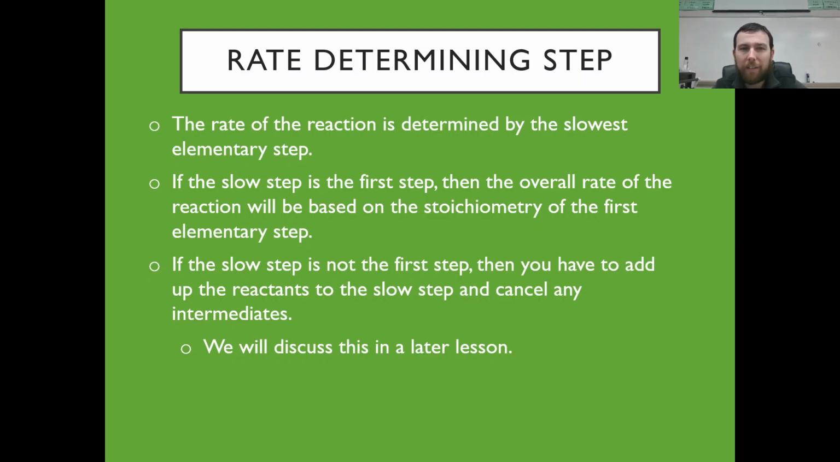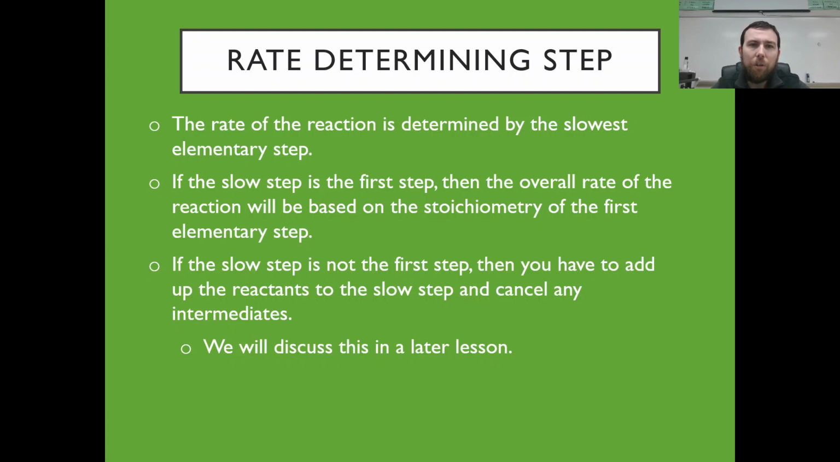If you're running a relay, it doesn't matter how fast you're going. If you run really fast, your partner runs really fast, but then your third teammate runs really, really slow, that's going to impact your overall time. It doesn't matter that you ran the first two legs really well, the slower third one is going to slow things down. The same thing is true with our reactions. If there is one step that's slower than the other, then that's what we call our rate determining step. And so our rate law will always be based off of the slowest elementary step, or the rate determining step.